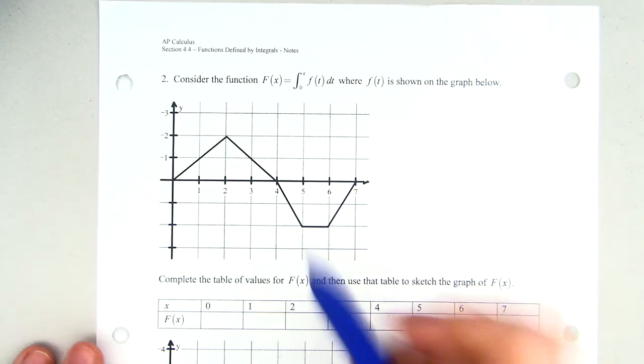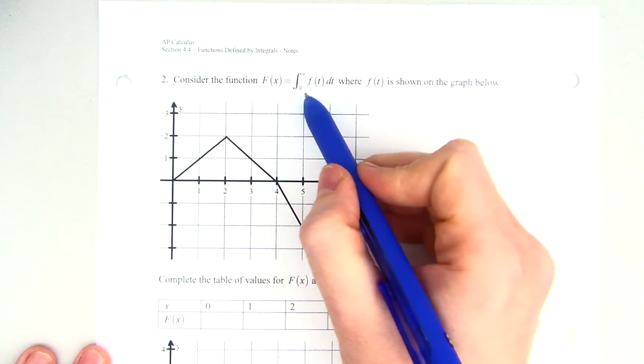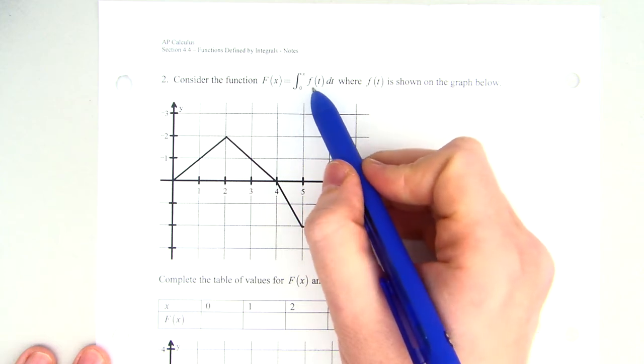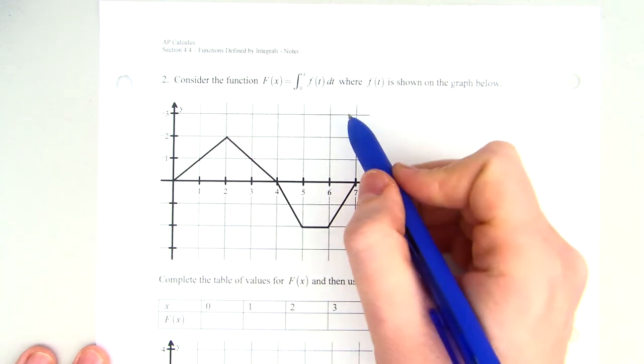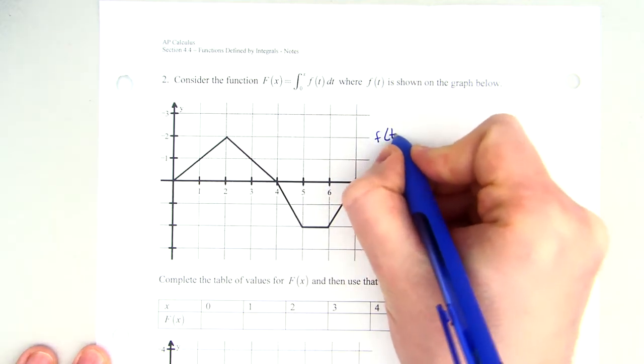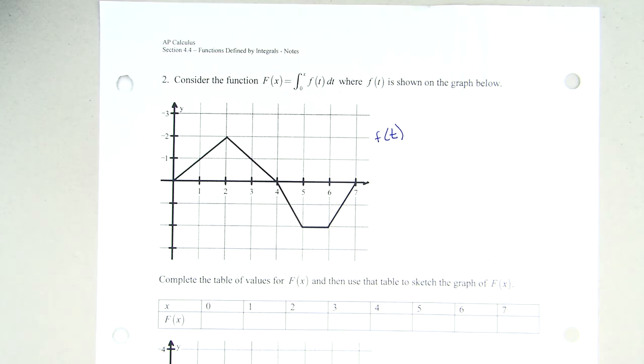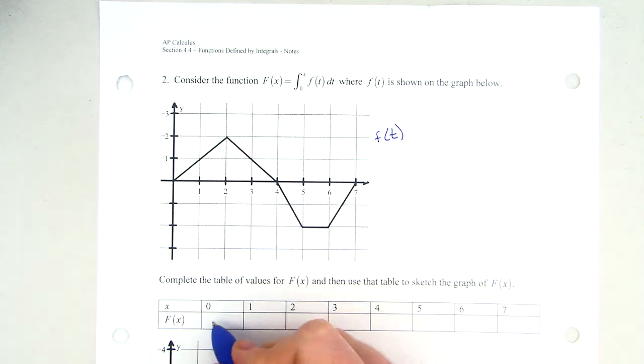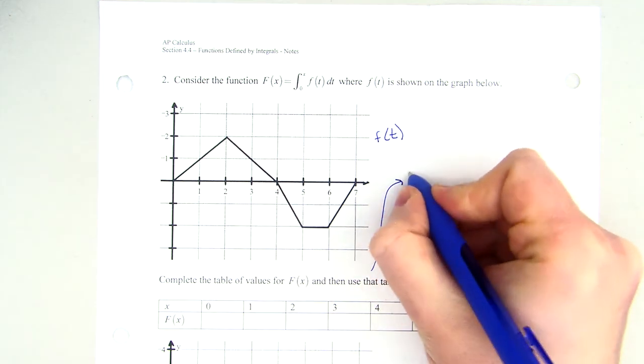New one. Capital F of x is defined as the integral from 0 to x of little f of t dt, where f of t is shown on the graph below. Okay, so this is f of t. We are asked to find all sorts of values of F of x. Let's see here. I'm asked to find F of 0.